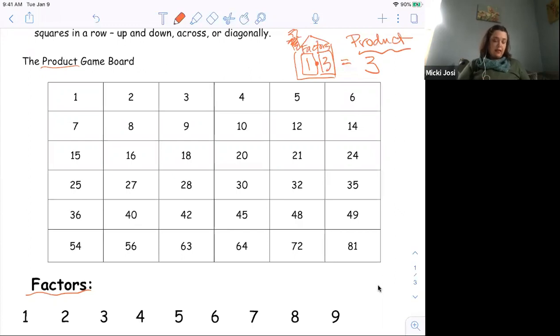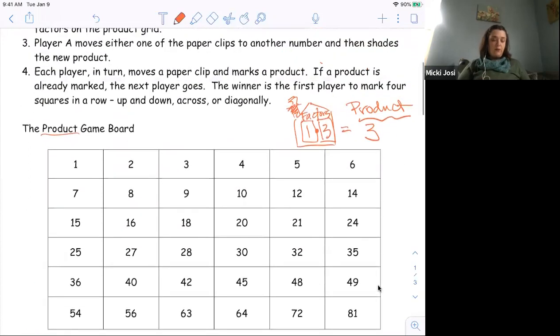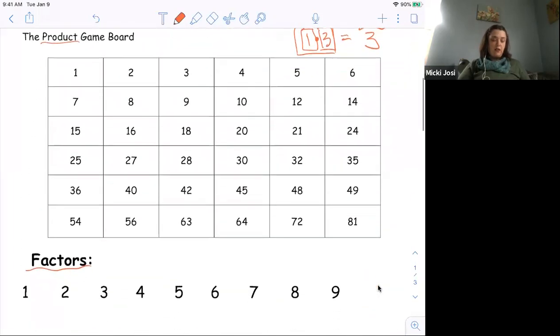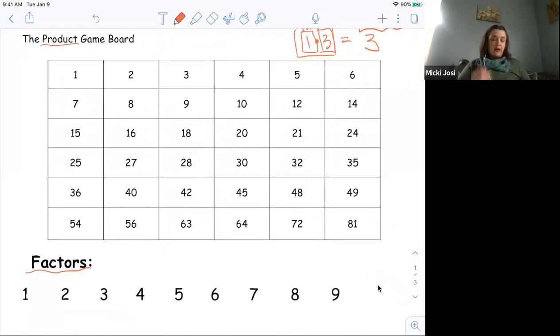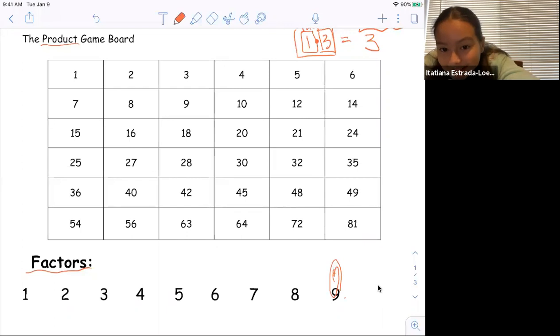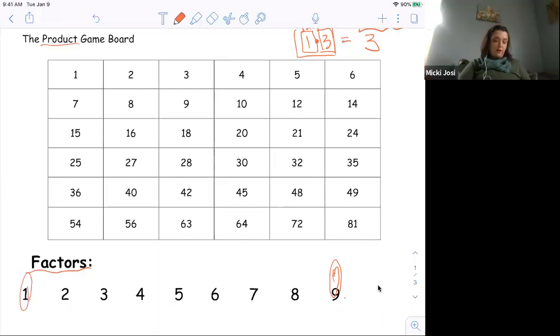So we're going to play this game, and I'll just be player A, how about, and you can be player B. So I'll explain how it works. If I'm player A, I can pick any one of these factors, and I'm going to put a little paper clip on top of it. That's my paper clip. So if I pick 9, now it's your turn. You can pick any one of the factors 1 through 9, including 9. So which one do you want to pick? 1. You'll pick 1. And so if you have 1 times 9, now you get what? What's 1 times 9? 9.